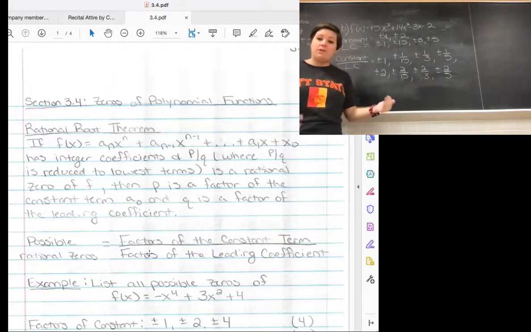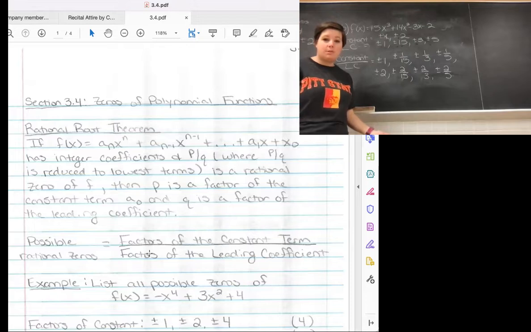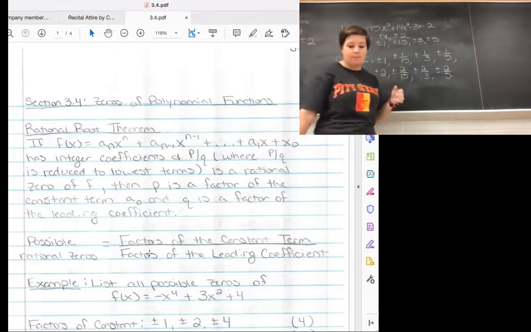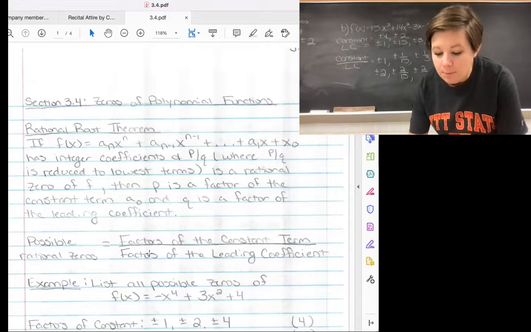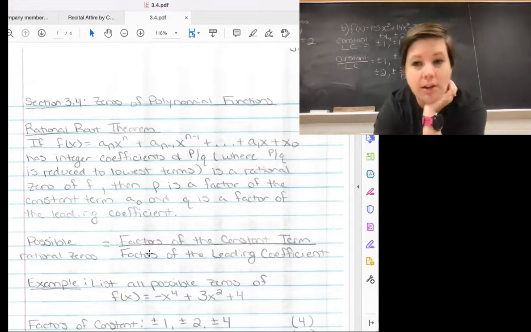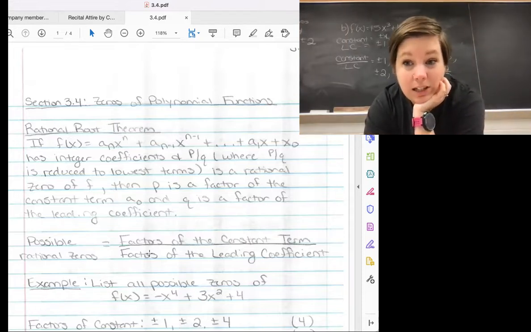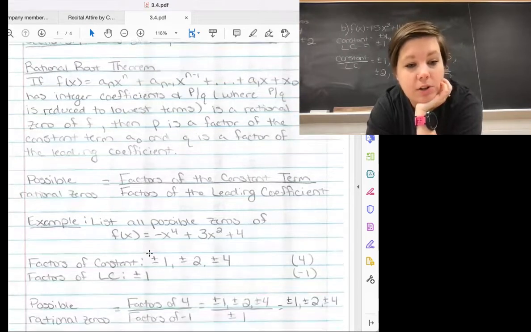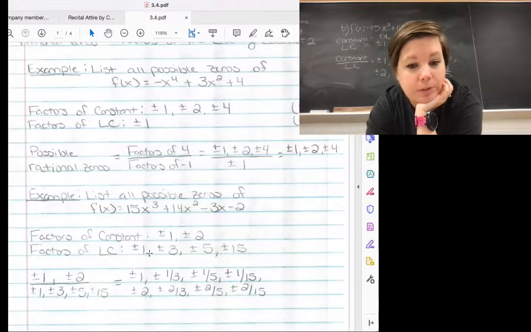That way I don't get confused, because sometimes you might have 32 possible zeros, but you can still keep track of all of them, okay? Most of the time you don't have that many, but it's nice to know that you can keep track of them. It's the constant over the leading coefficient. That's how you find all your possible zeros, okay?